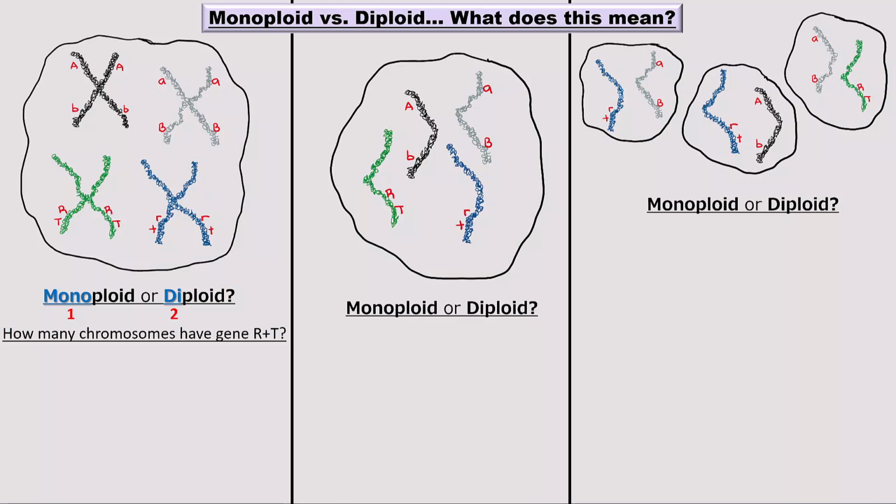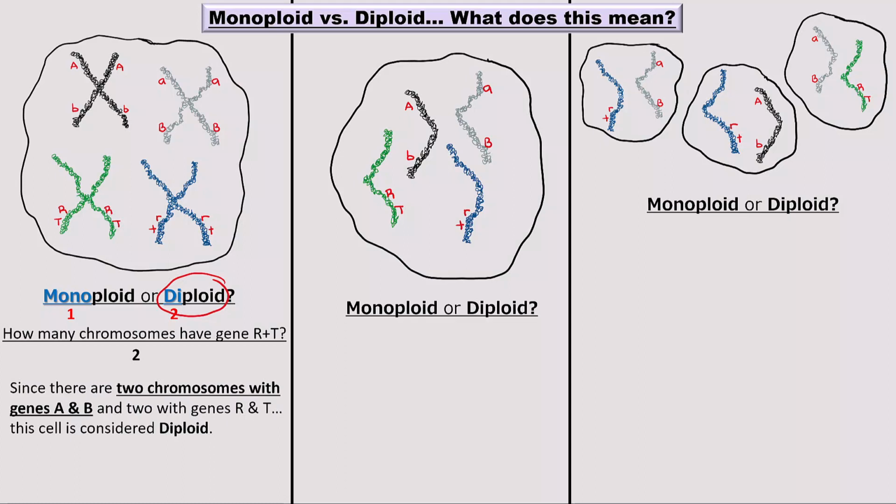So, how many chromosomes have gene R and T? The green chromosome has gene R and T, and so does the blue. So how many chromosomes have gene R and T? 2. This cell is diploid. Since there are 2 chromosomes of genes A and B, and 2 chromosomes of genes R and T, this cell is considered diploid.